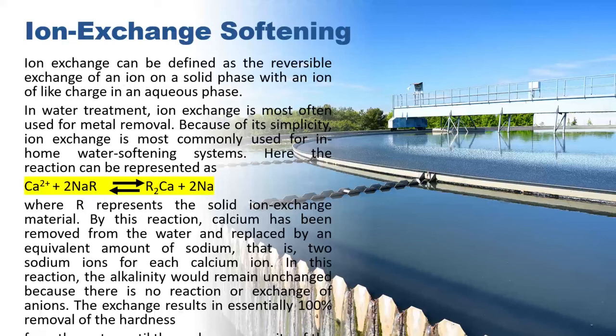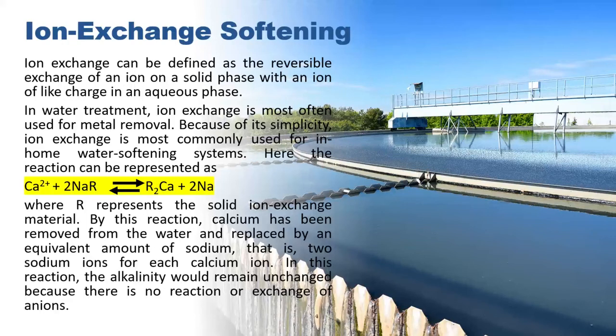So here the reaction can be represented as shown below, where R represents the solid ion exchange material. By this reaction, calcium has been removed from the water and replaced by an equivalent amount of sodium, that is 2 sodium ions for each calcium ion. In this reaction, the alkalinity would remain unchanged because there is no reaction or exchange of anions.